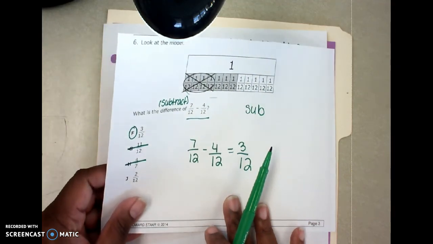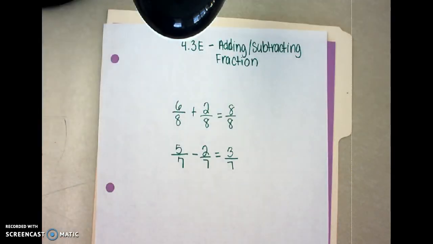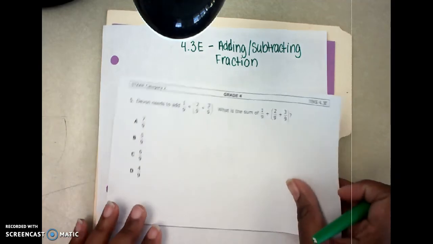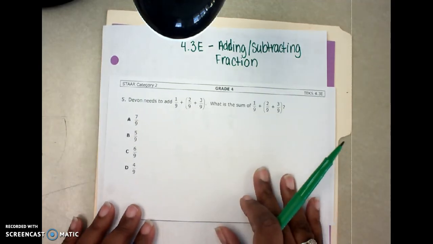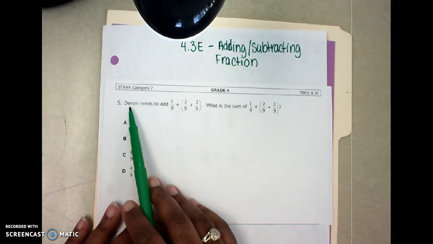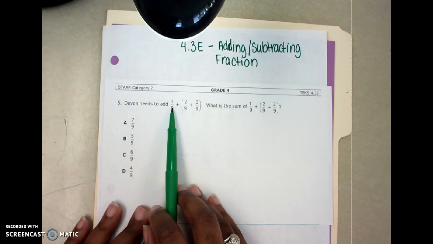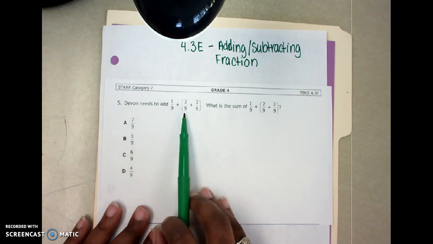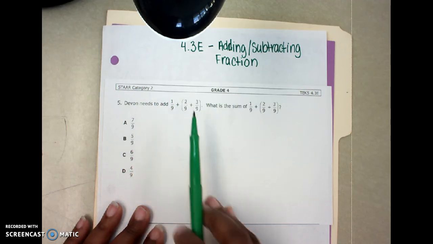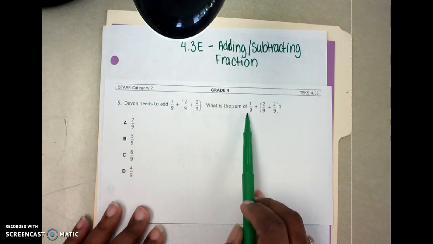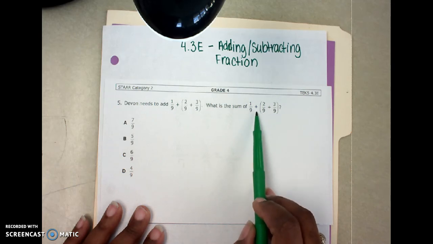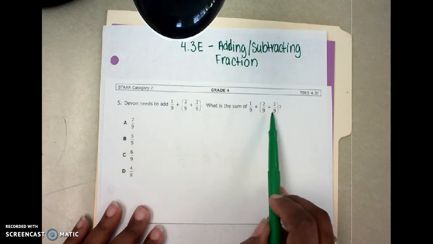Let's do one more. Let's try this one. Okay. Devin needs to add 1/9 plus 2/9 plus 3/9. What is the sum of 1/9 plus 2/9 plus 3/9?